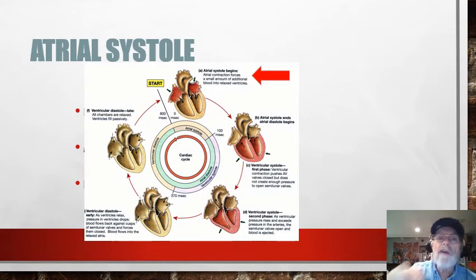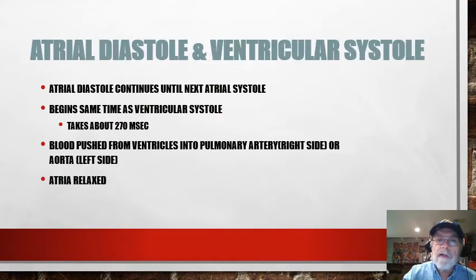And you can read that over. Atrial systole begins. Atrial contraction forces a small amount of additional blood into the relaxed ventricles. Boom. Okay? That's what we have. Then we go to atrial diastole. Now the atria is going to be relaxing and filling at the time that the ventricles are going through systole. Okay, and everybody knows systole and diastole. The atrial diastole continues until the next atrial systole, so it's filling. It'll gradually fill. Okay, for that time it's relaxed.